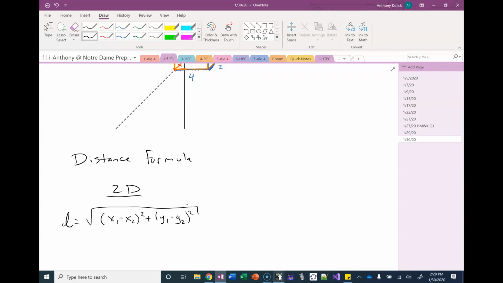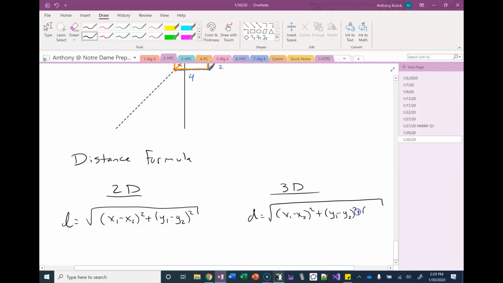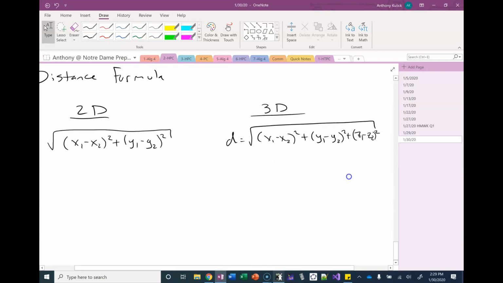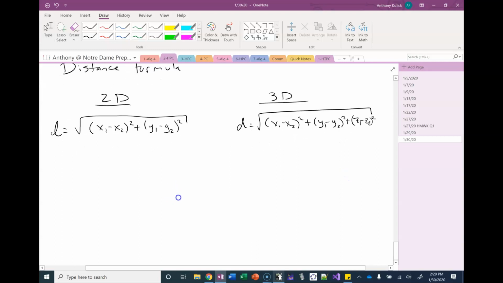Everybody, does this 2D distance formula look familiar? Right? What do you suppose the 3D version of this is going to look like? Yeah, we're just going to add a z component. Everybody okay with that idea? Okay.